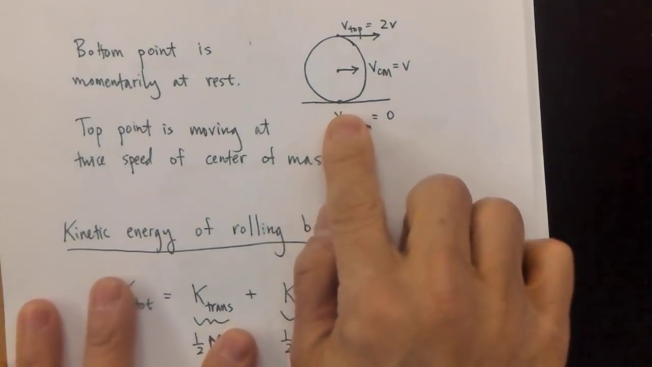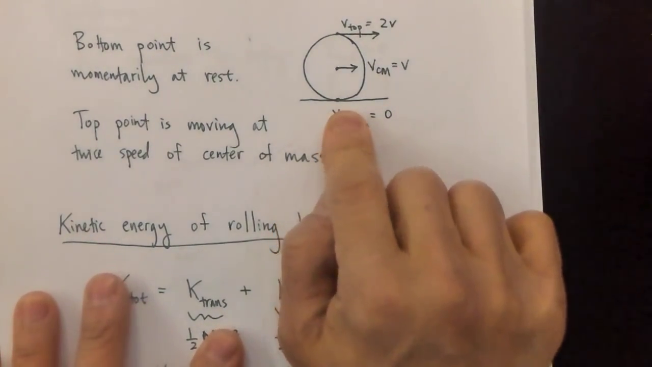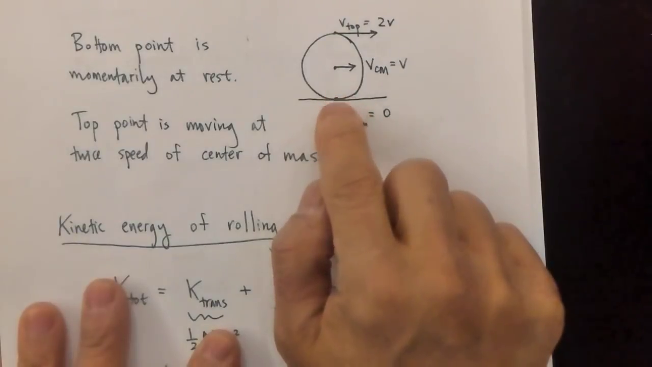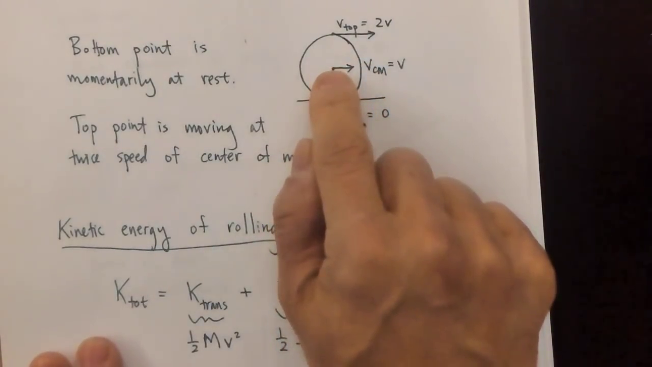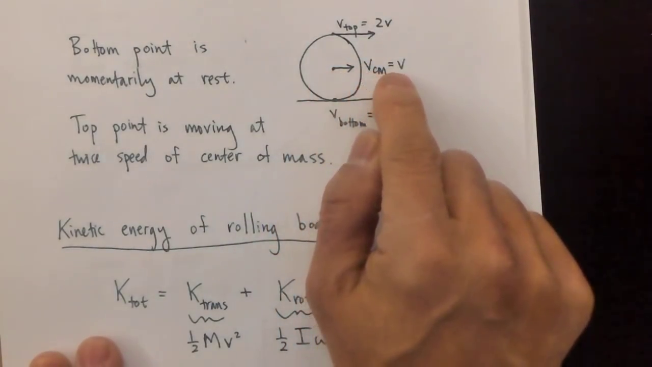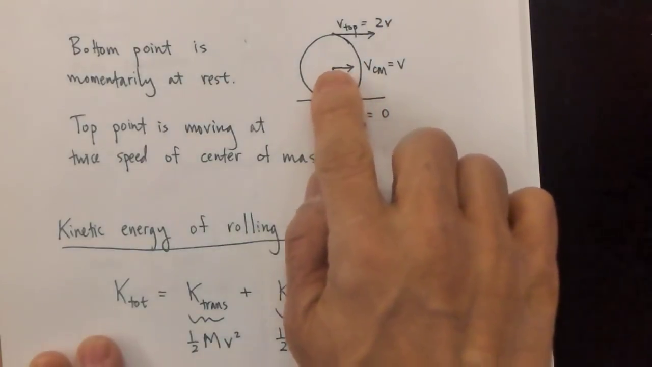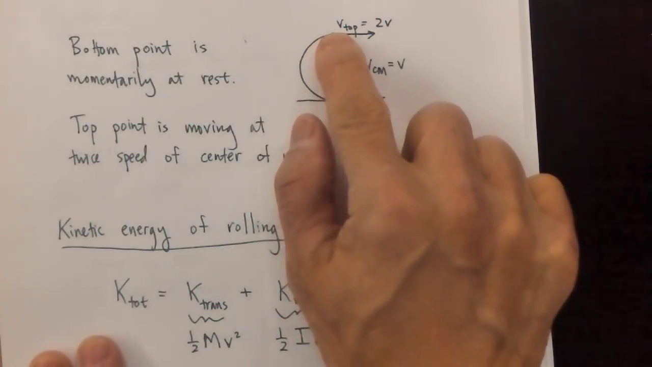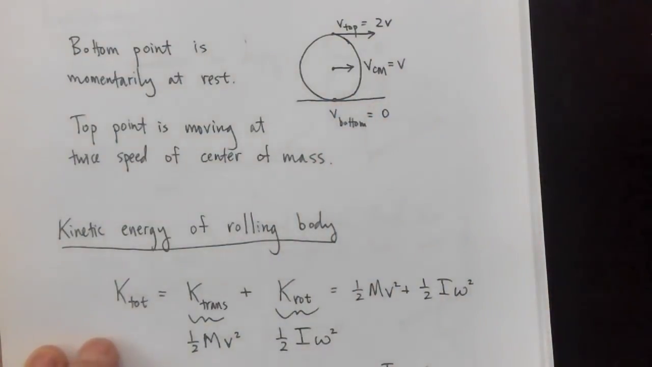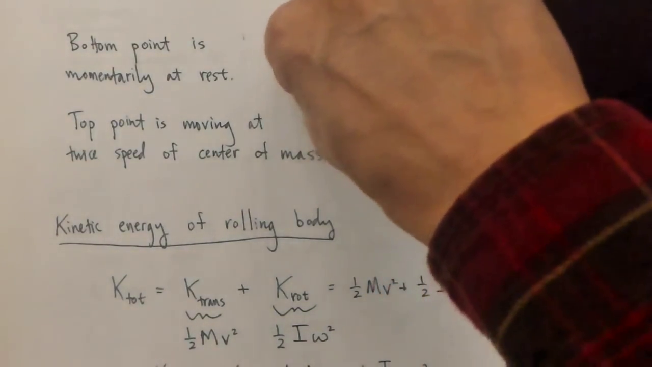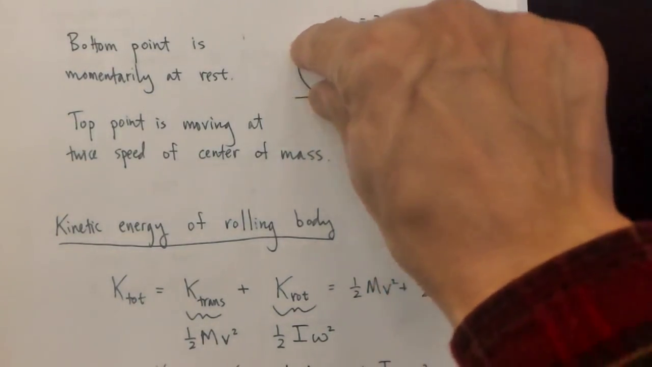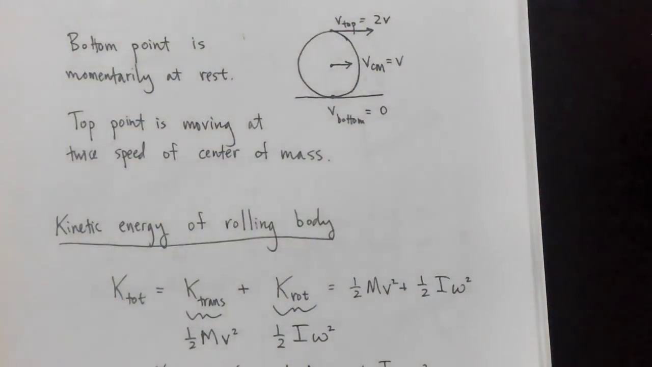the point at the bottom where it's touching the ground is momentarily at rest. It's not moving at all, which makes sense because that's what rolling without slipping means. Okay? The center of the wheel is going with the velocity v, which is r times omega, but the top is actually going twice as fast as the middle. Okay? So hopefully that makes sense. You can actually think of the wheel as pivoting around the contact point. So the top is actually going twice as fast.